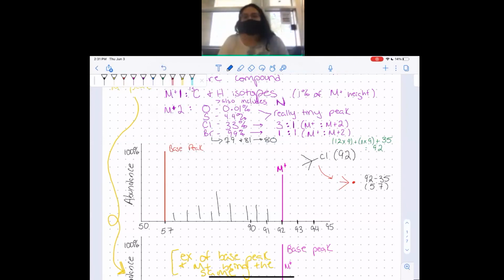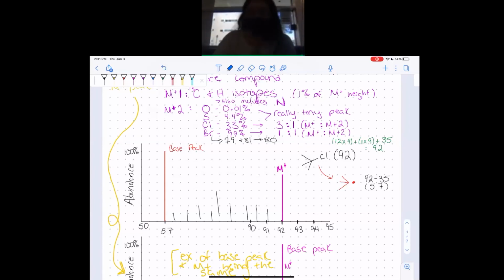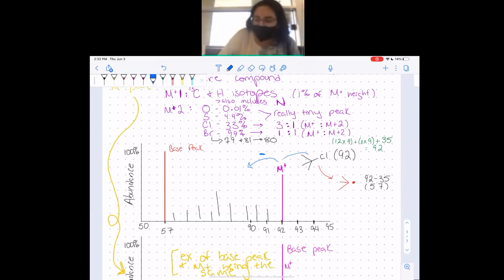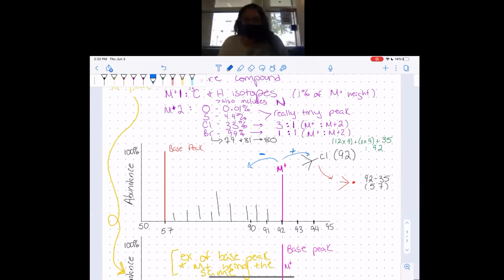So when you see M plus 1, plus 2, minus 10, minus whatever, we're going to start at M plus, and going this direction is minus, going this direction is plus. So M plus 1 just means 1 unit to the right. So we get our teeny tiny M plus 1.